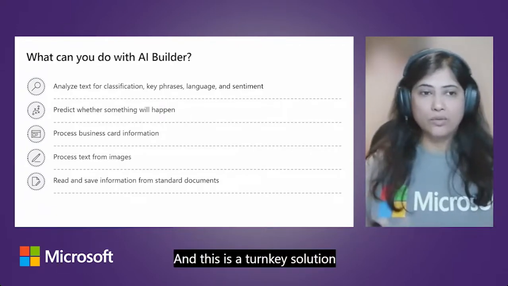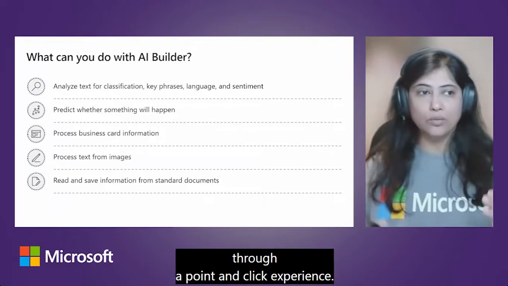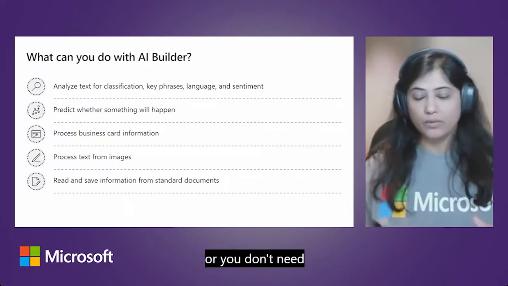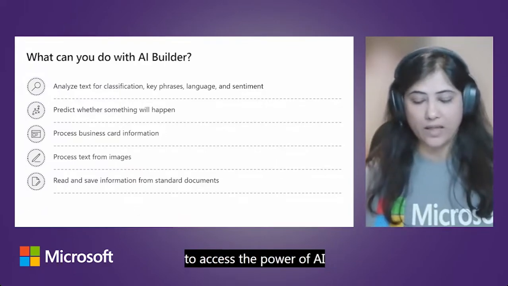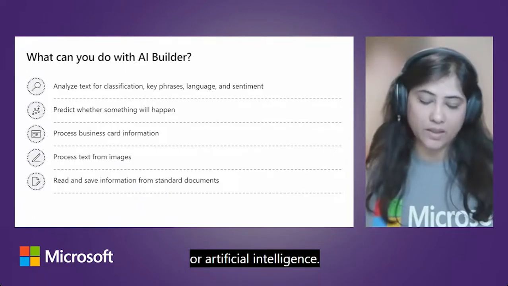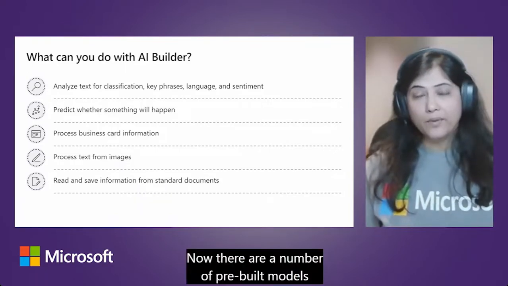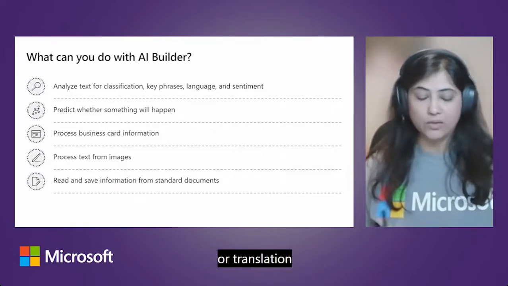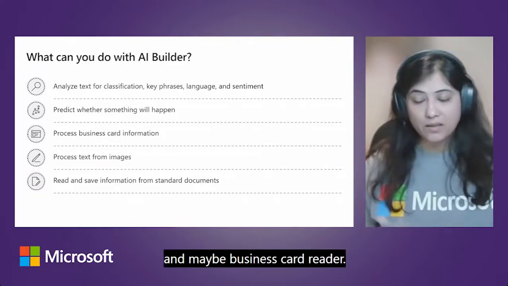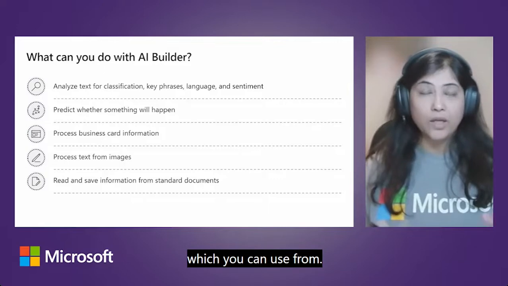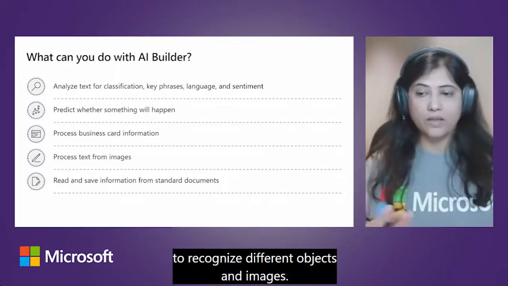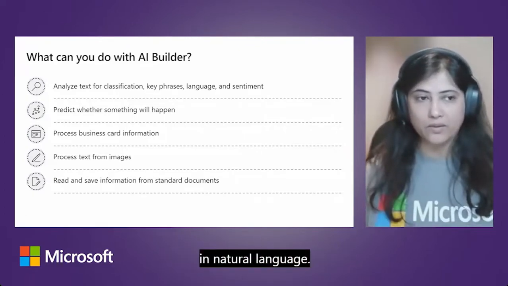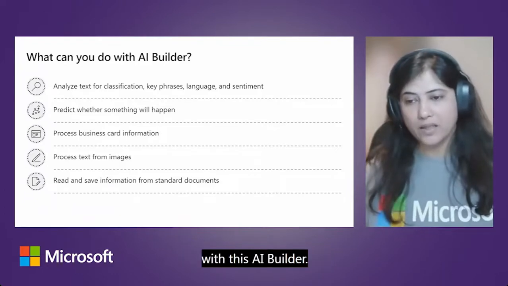And this is a turnkey solution that brings the power of AI through a point and click experience. So you don't need any kind of coding, or data science skills, to access the power of artificial intelligence. There are a number of pre-built models you can use without having to train them, like sentiment analysis, translation and maybe business card reader. So there are different options there which you can choose from. You can also train a custom model to recognize different objects in images, or maybe look at key information in natural language. You can do that as well with AI Builder.